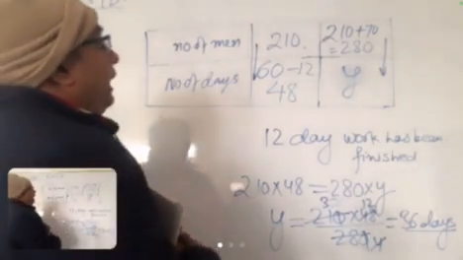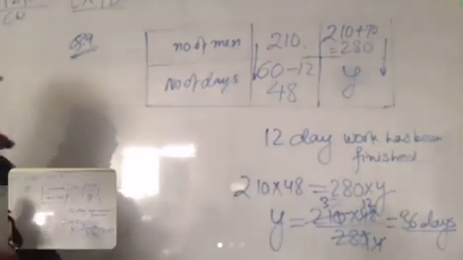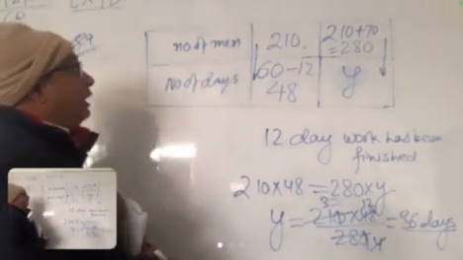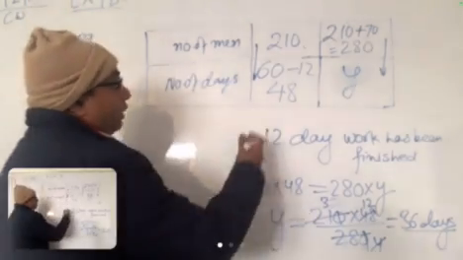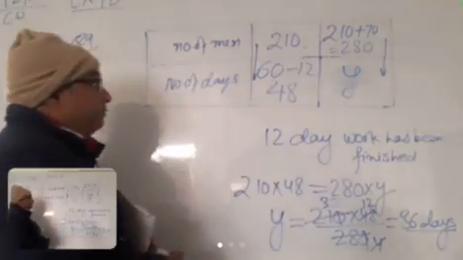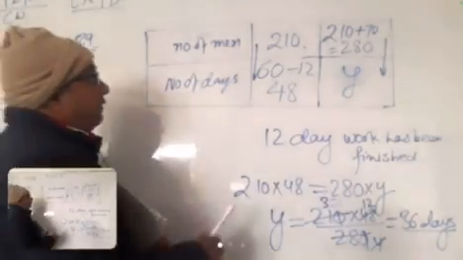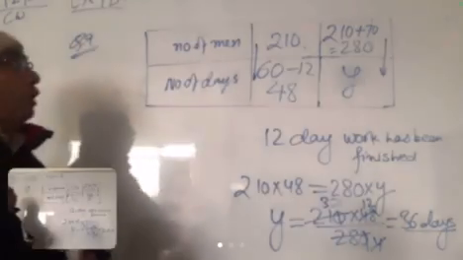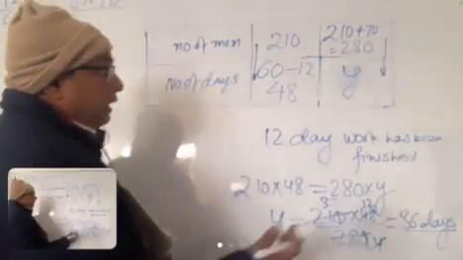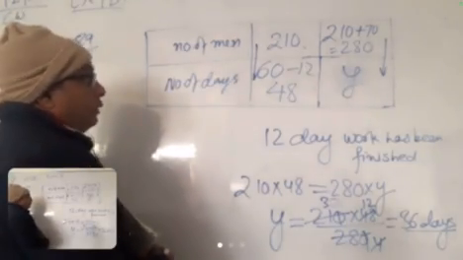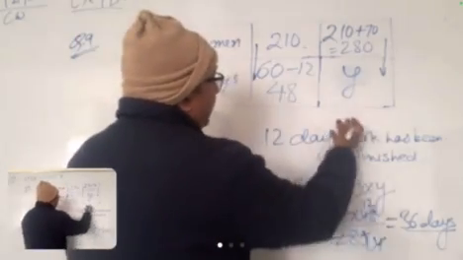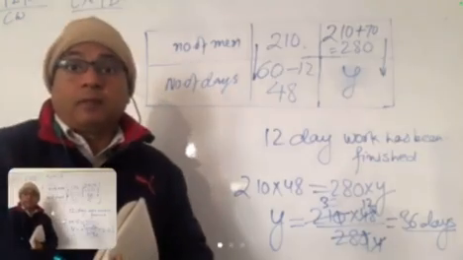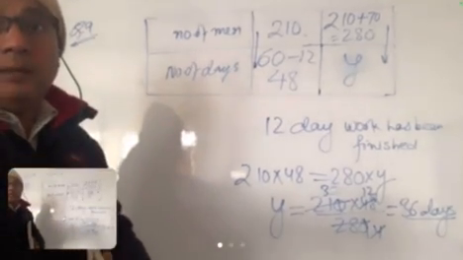Means 280 men can finish the work in 36 days. Before, 210 men could finish the work in 40 days, because 12 days of work has been finished. 12 दिन उन्होंने काम कर लिया. After that, the contractor provides 70 more people to finish the remaining work. So the remaining work can be finished by 280 laborers in 36 days. Clear? कोई डाउट है?